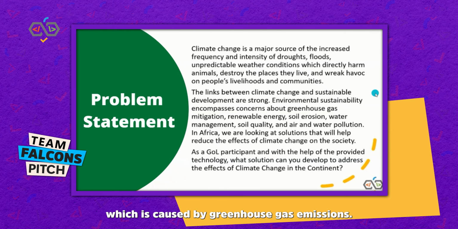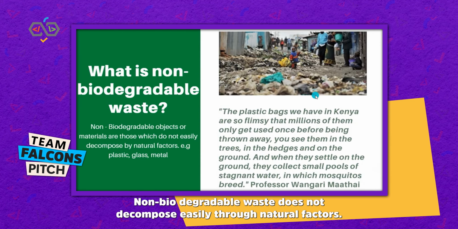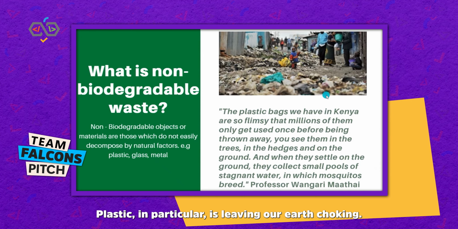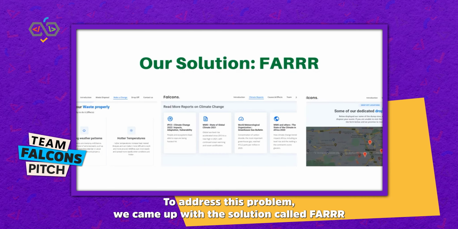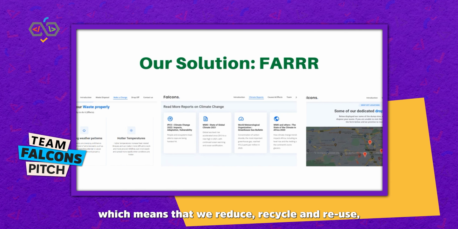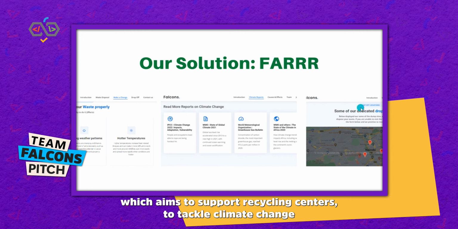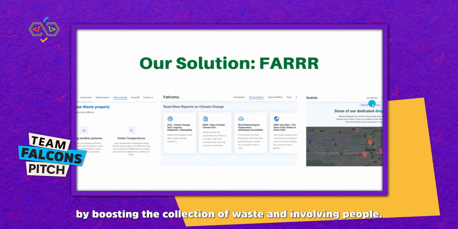Non-biodegradable waste does not decompose easily through natural factors. Plastic in particular is leaving our Earth choking. To address this problem, we came up with a solution called FAR, which means Falcons Reduce, Recycle and Reuse, which aims to support recycling centers to tackle climate change by boosting the collection of waste and informing people.